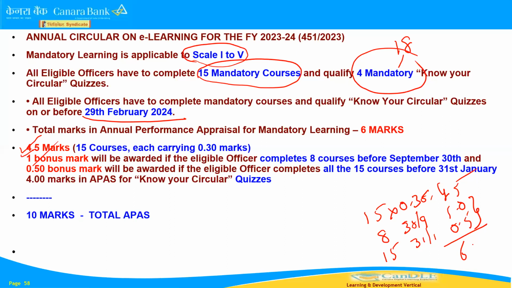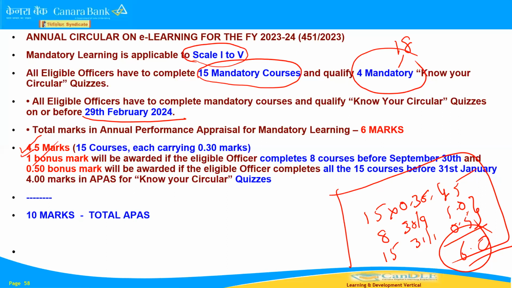Total how much? 6 marks for completing the candle course. 15 courses, 4.5. Out of 15, if you have completed 8 courses by 30th September, 1 bonus mark, making 5.5. The remaining 7, in total 15, if you complete by 31st January, 0.5. In total, you will get 6 marks under a pass.